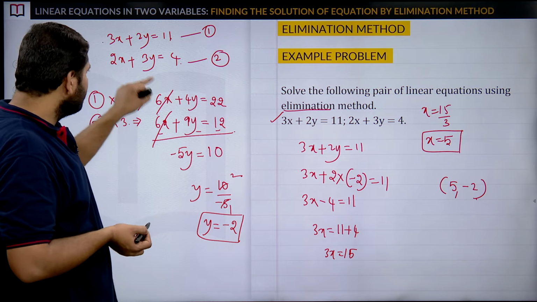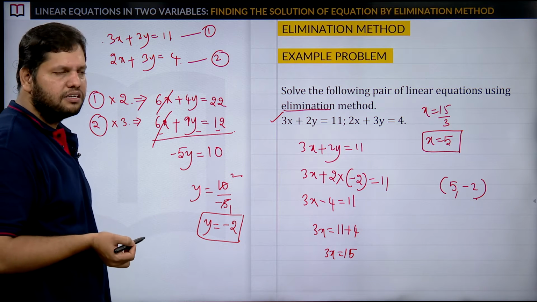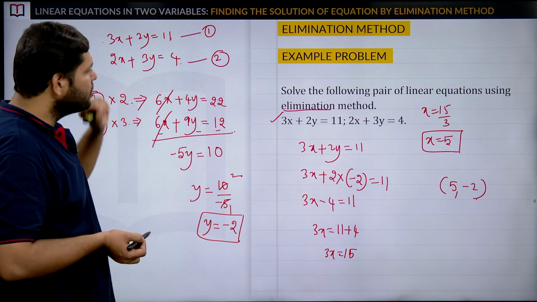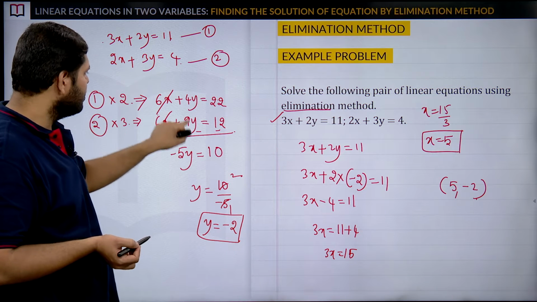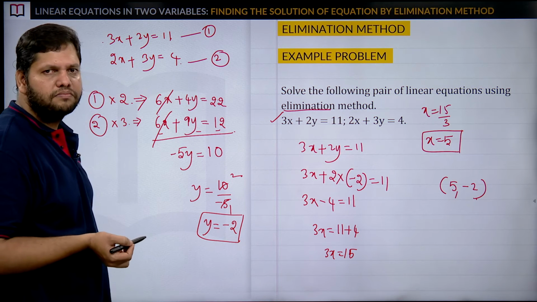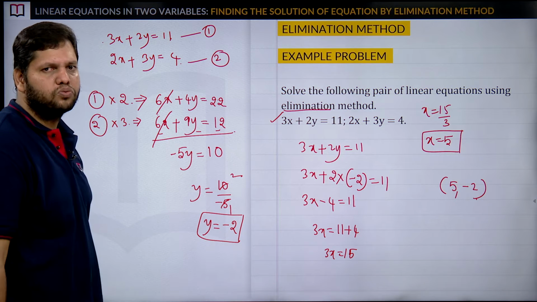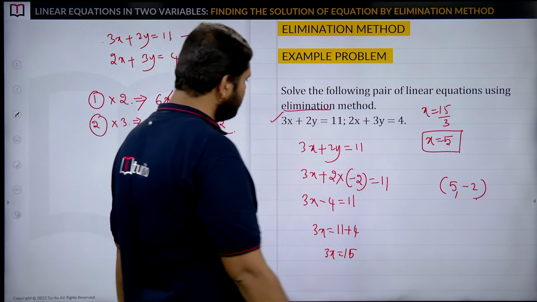So for equation 1, I am multiplying by 2, children. So if I multiply by 2, I will get the equation 6x plus 4y equal to 22. And for equation 2, I am multiplying by 3. So 3 into 2 is 6x, and 3 3s are 9, and 3 4s are 12. Then, children, do subtraction. I am getting the value as minus 2. Children, anyhow, I want to find the x value also. So further, what am I doing?